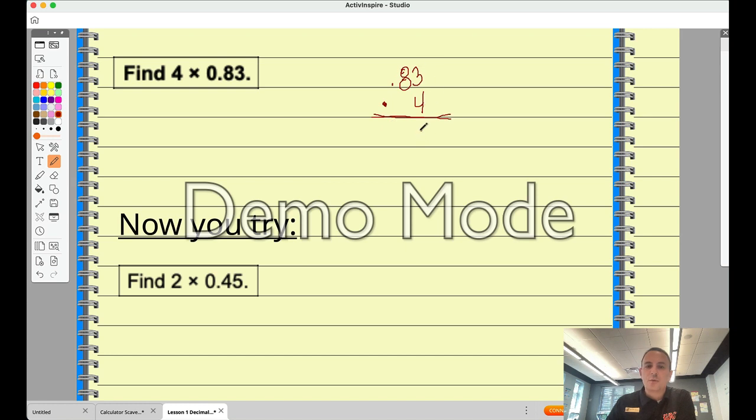4 times 3 is 12. Carry my 1. 4 times 8 is 32 plus 1 is 33. So now here's our last piece. We're going to count how many places are in our first factor. It's 2, so our final answer is going to have 2 decimals, so we'll move it back in. My final answer is 3 and 32 hundredths. All right, your turn to go ahead and try the next one. Go ahead and pause the video and give it a shot.